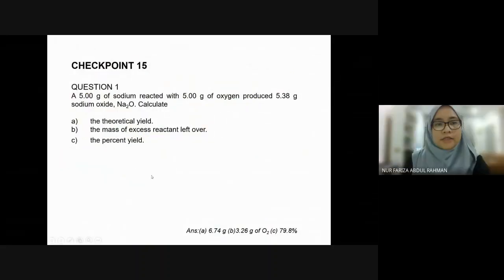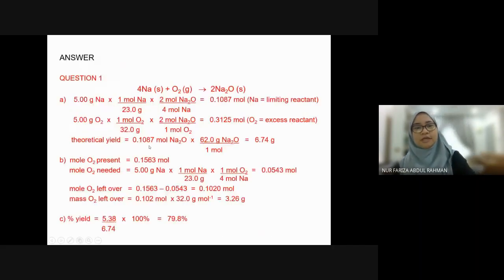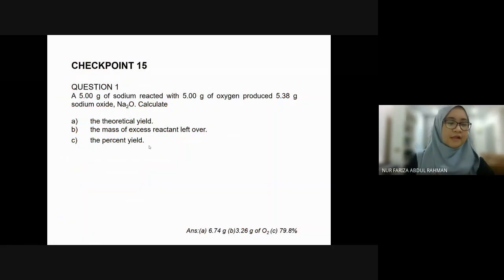Clear, madam. Okay, clear. Okay, maybe you can try out this question. Cuba very quickly just try out this question. 5 gram, ni senang je ni. Cuma dia tak provide the balance equation. Okay, so we have theoretical yield, the mass of excess reactant left over and the percent yield. Cuba try. Ambil banyak ni. Alamak. Okay, tak apa at least kita practice one question. Okay, you dah boleh ready lah for your quiz next week.